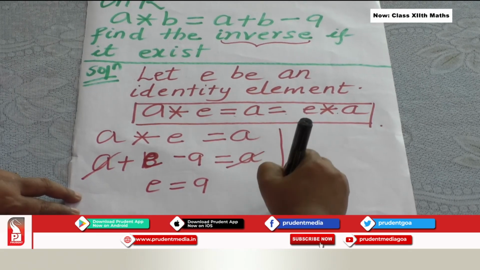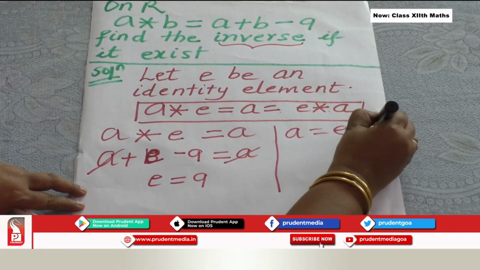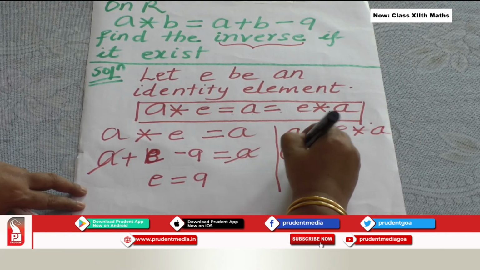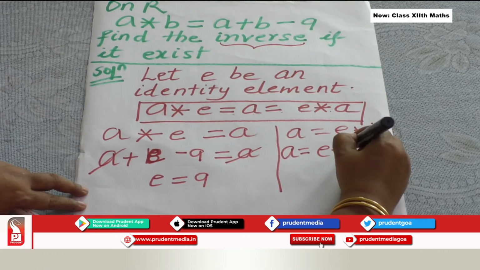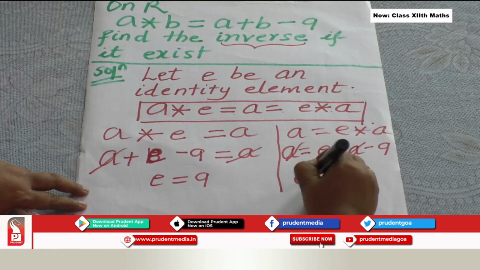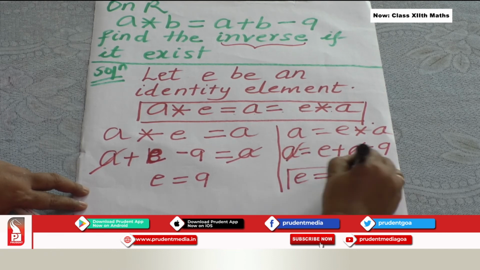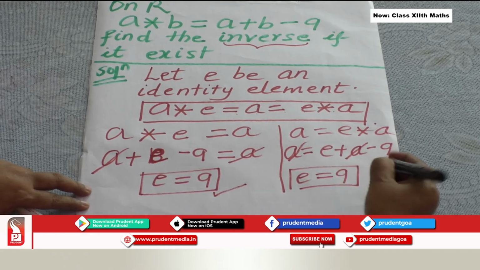You check the same thing this side. A is equal to E star A. Okay? So you will get A is equal to E plus A minus 9. This will get cancelled and you will get E is equal to 9. Both the sides the answers are same. Therefore the identity element is 9.